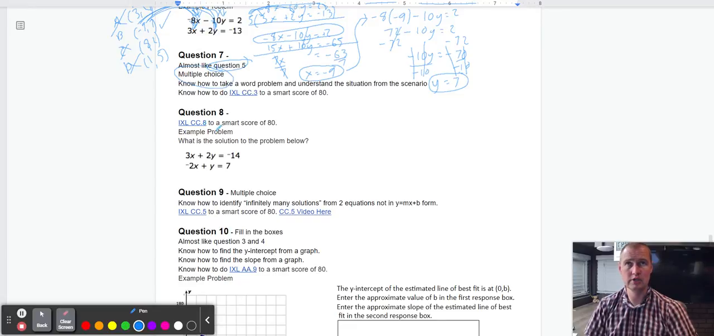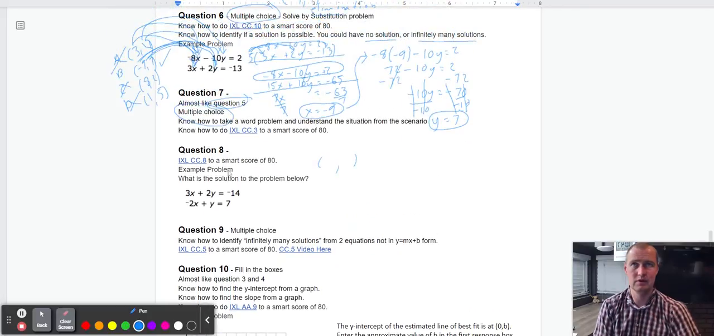All right. Question 8, make sure you know how to do IXL CC8 to a SMART score of 80. And you have an example problem and what's the solution to the problem below. So this one here, I don't remember if it's multiple choice or fill in the box. It wasn't indicated here. But what you're going to do is go ahead and solve for x, and solve for y to create an ordered pair. So again, you're looking for that ordered pair. And it's kind of like question number 6. Okay, so you can use question 6 as a basis of working this out.